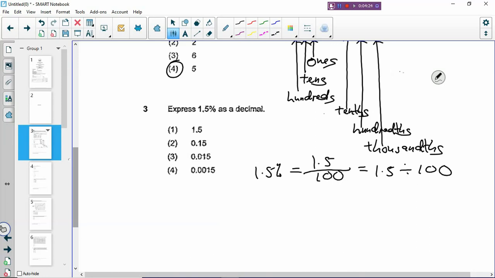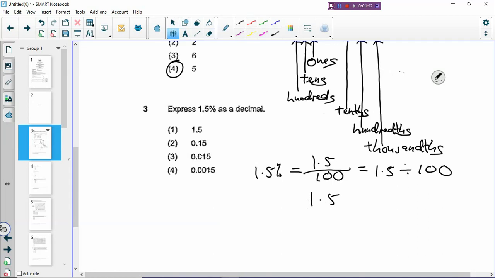And then what do you know about decimals? You need to shift the decimal point to the left, because it's dividing 2 times. And why 2 times? Because there are 2 zeros. So you will have to shift the decimal point 2 times to the left.